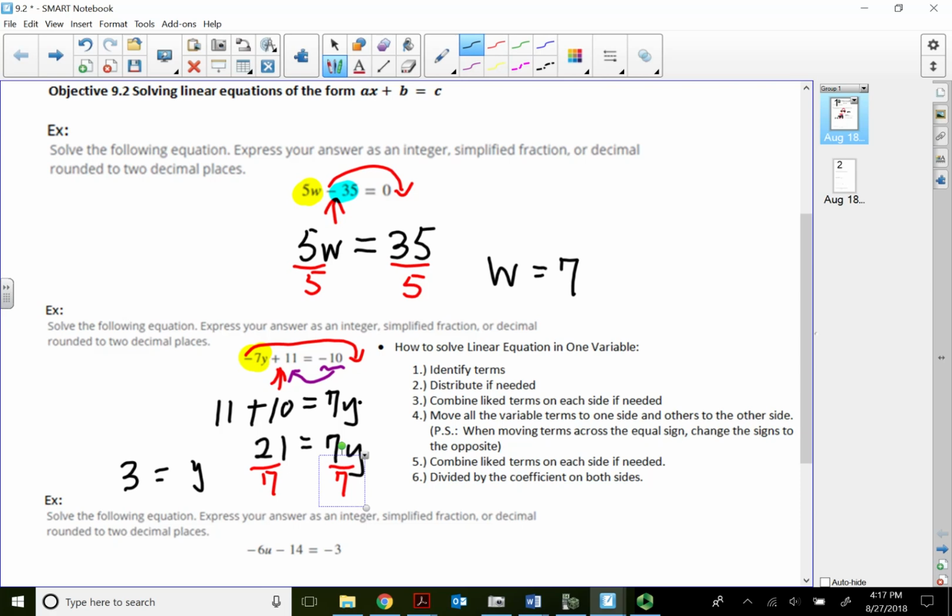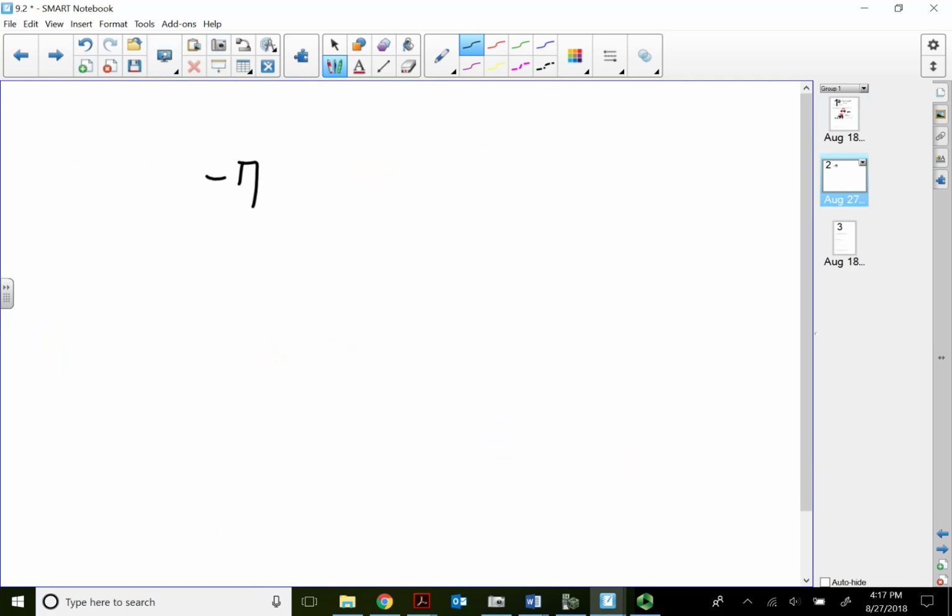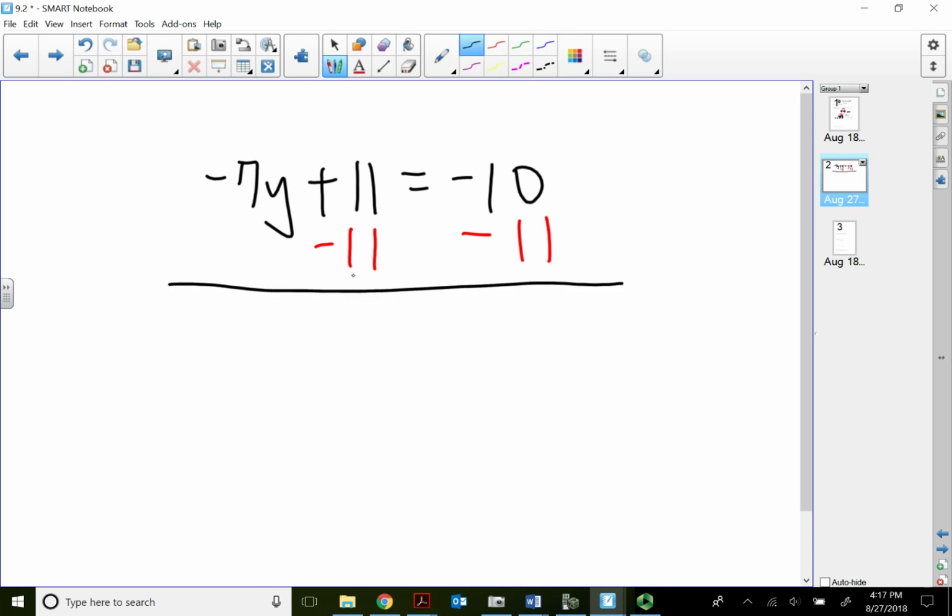Okay, let me try it this way. The way I'm showing you is moving terms. Negative 7y plus 11 equal to negative 10. If you remember, maybe another math teacher showed you how to solve equations, normally they will say we need to subtract 11 on both sides, which is still what I'm doing. It's just said differently. 11 minus 11 cancel each other out.